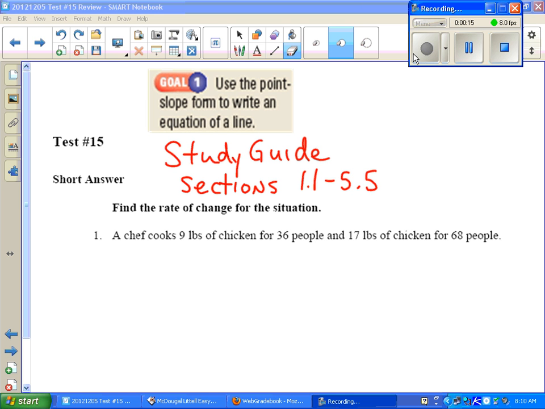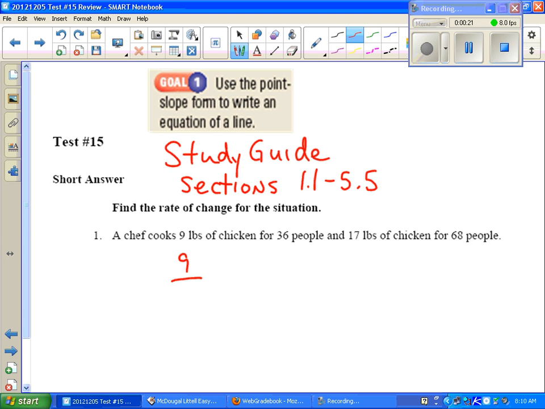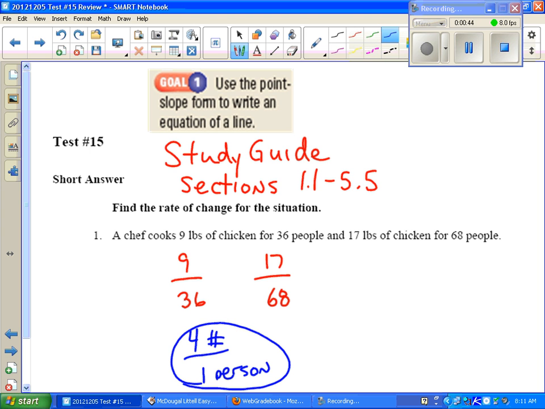Number one says find the rate of change for the situation when a chef cooks 9 pounds of chicken for 36 people. So he cooks 9 pounds for 36 people. He cooks 17 pounds for 68 people. 9 divided by 36 would be 4 pounds for one person. And I actually wrote it upside down. 4 pounds per one person is still your rate of change either way, just written upside down.